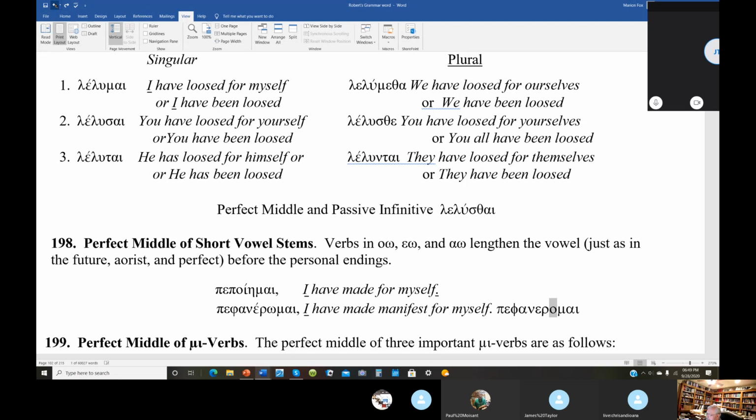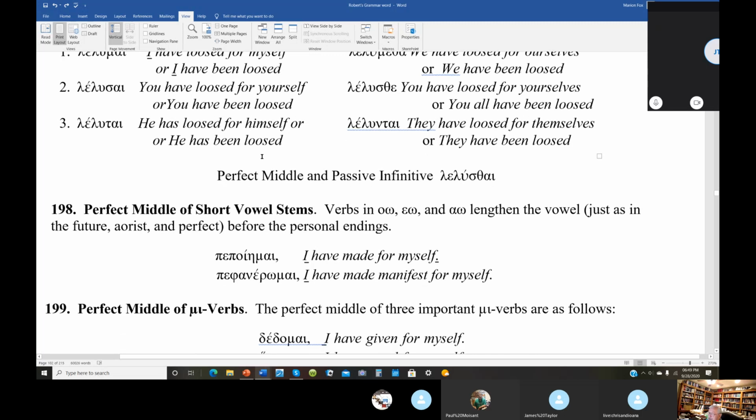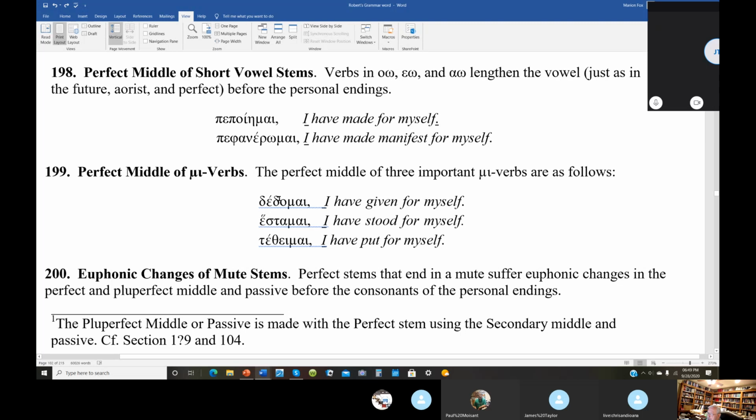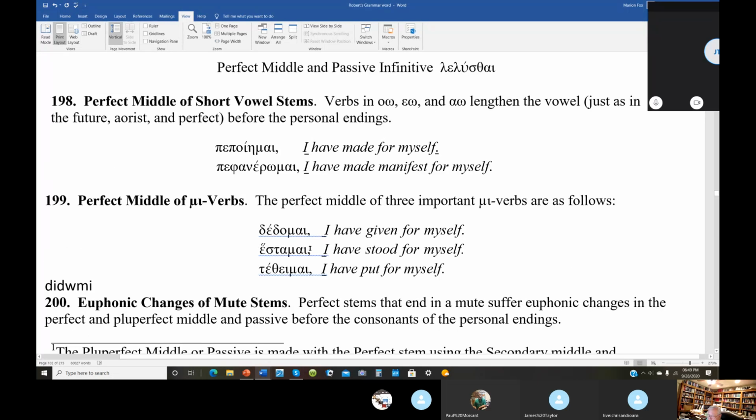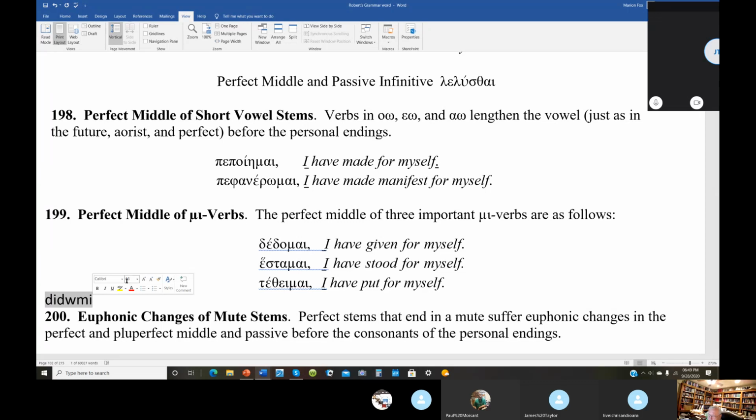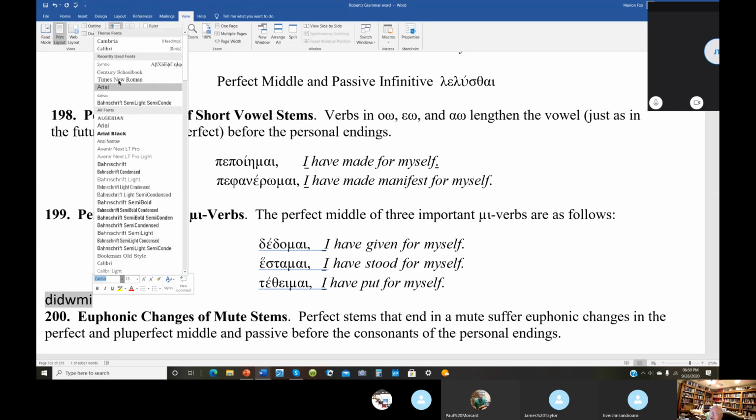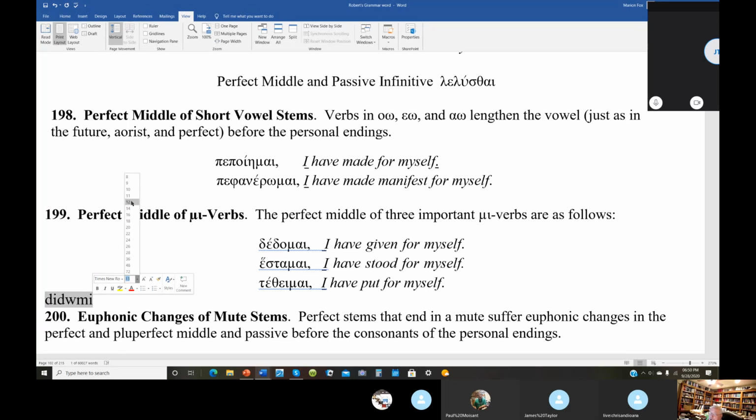Did I thoroughly confuse you or what? Okay. Now then, we have mi verbs, how we do them. And this is from didomi. It's not going in very good. Okay. Changing my format over here. I'll just type it down here. I don't like that font. I'm going to go Times New Roman, make it 12-point font. Okay. All right. Now then, if I make this into symbol font, that'll be didomi.